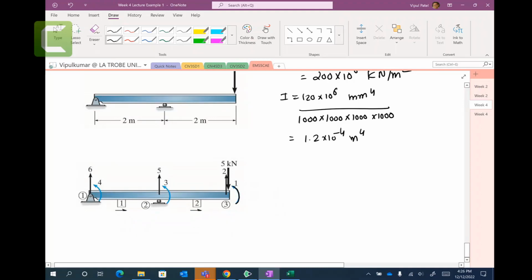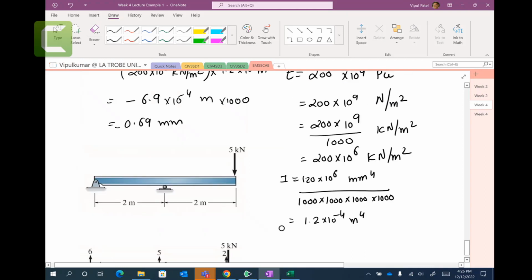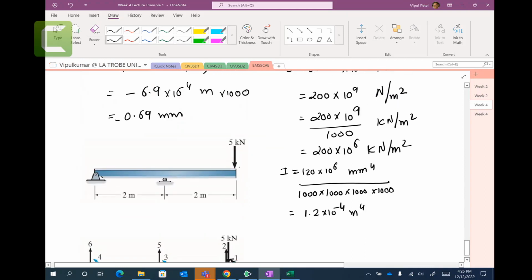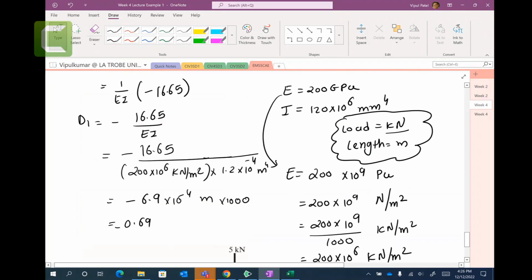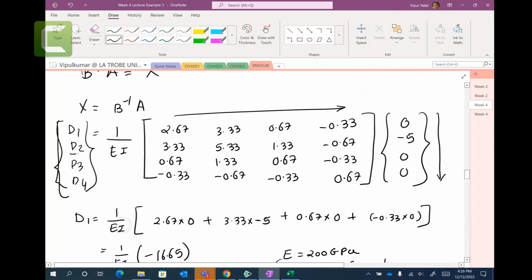D1 is the rotation going in these directions. Now, the minus sign indicates that you have rotation in the opposite direction, and that rotation is minus 0.69, and I think it's in radian, not in millimeters. So that is radian, minus 0.69. That's going in this opposite direction. Look at the direction here. The minus sign indicates that whatever direction you assumed, this is opposite to that. So that is D1. Similarly, we can calculate D2.